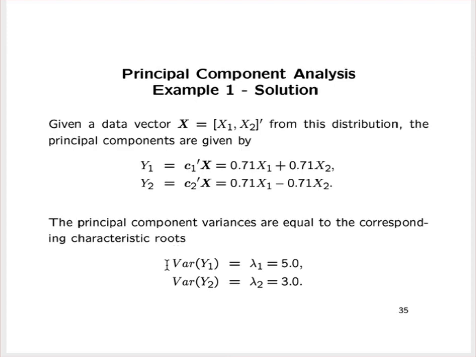Now, the principal component variances are equal to the corresponding characteristic roots. The variance of y1 is lambda 1, which is equal to 5. And the variance of y2 is equal to lambda 2, the second largest, which is equal to 3. So we don't have to do any calculation to determine the variances of the principal components. Those variances are given to us. They are equal to the characteristic roots of the original covariance matrix.